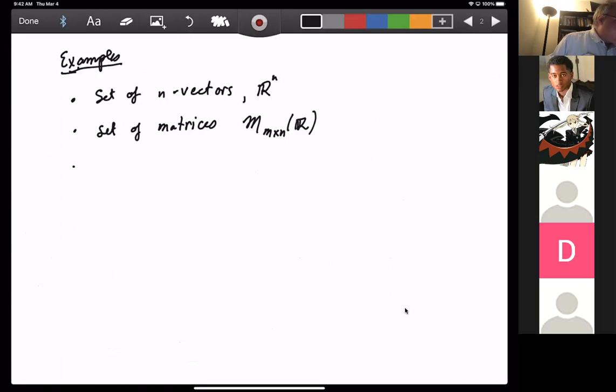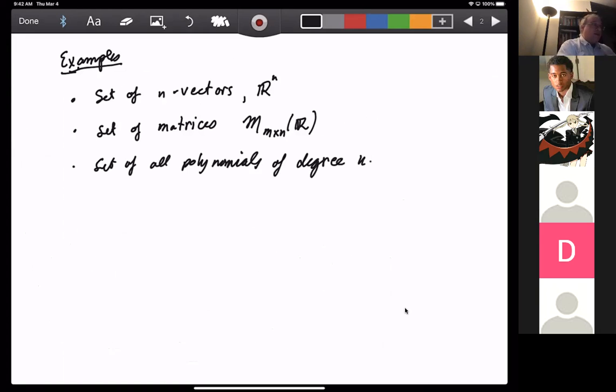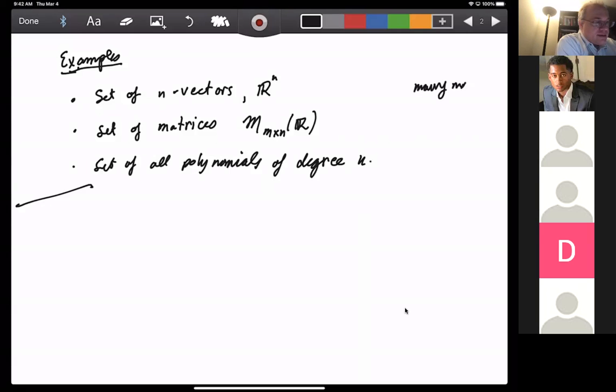And one that's a little bit further afield is the set of all polynomials of degree n. That's a vector space. You add 2 polynomials of degree n, you get a polynomial of degree n. And you can check all of the other properties as well. So there's many other examples as well. We'll see some of them in this course.